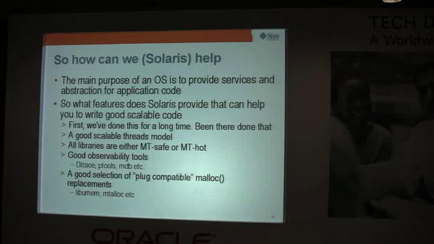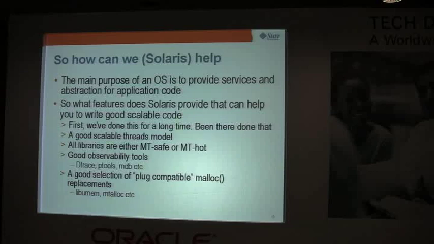So, what can we do? And we, in this case, is Solaris. What can we do to help you guys? The main purpose of an operating system is to provide services and abstraction for application code. Right? That's why you have an operating system. You don't have an operating system for its own sake. You have an operating system because you want to use the computer, and to be able to simplify your application code so it gets easier, so you don't have to deal with the gory details of the CPU and scheduling and all of those things. Right? That's why you have an operating system. So what can we do?